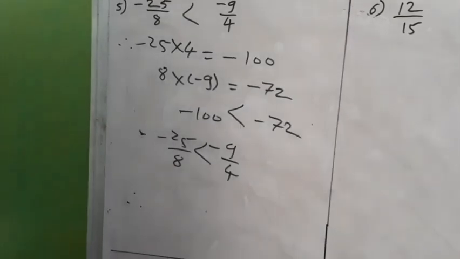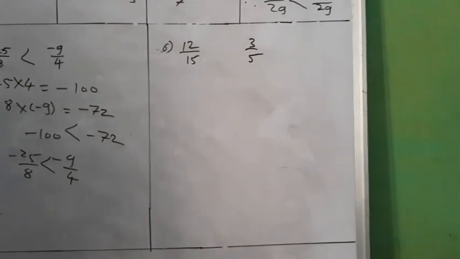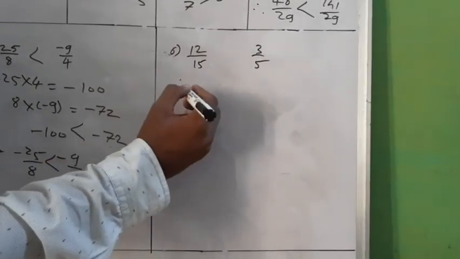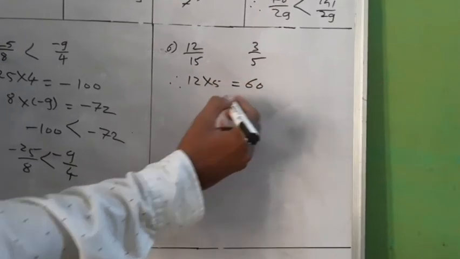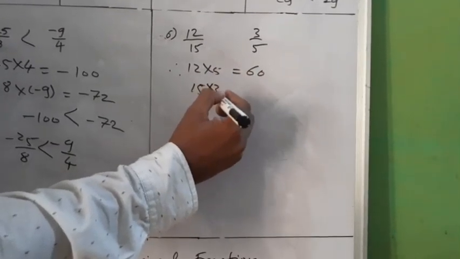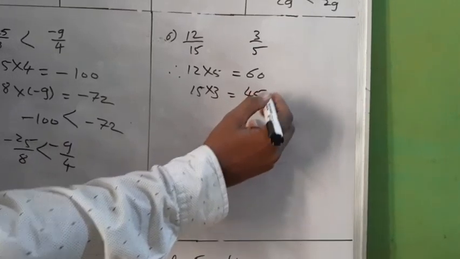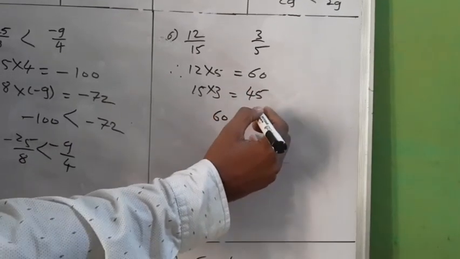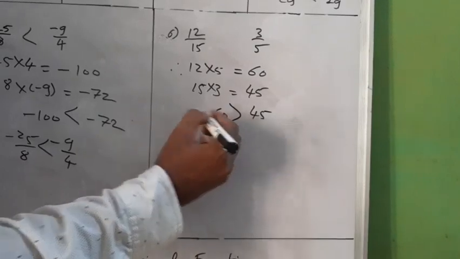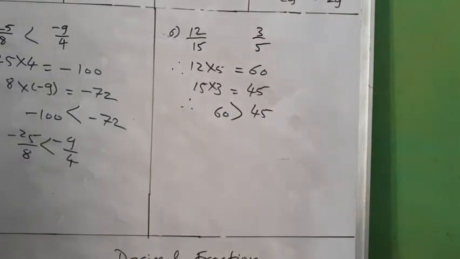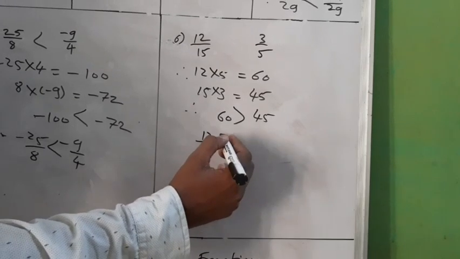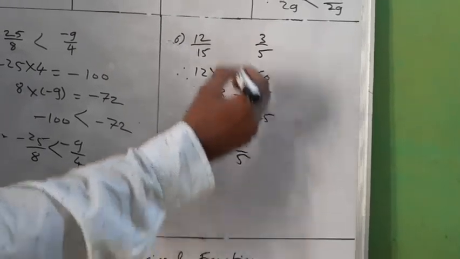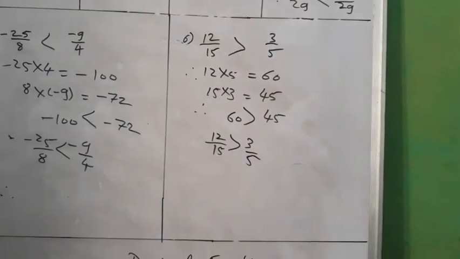Let's consider one more example, 12 upon 15 and 3 upon 5. Again you do it by cross multiplication, 12 into 5 is 60, 15 into 3 is 45. If we compare here, children, 60 is greater than 45. I can conclude my answer, 12 upon 15 is greater than 3 upon 5.